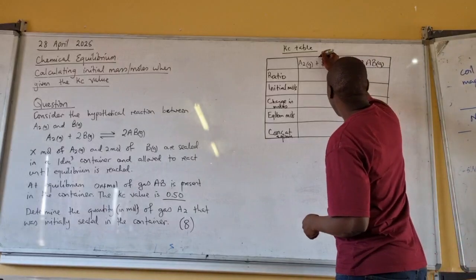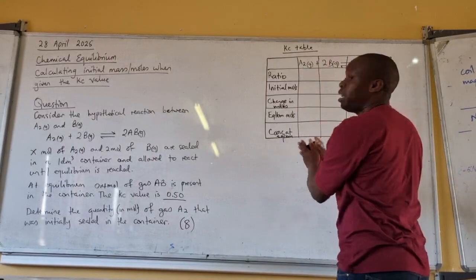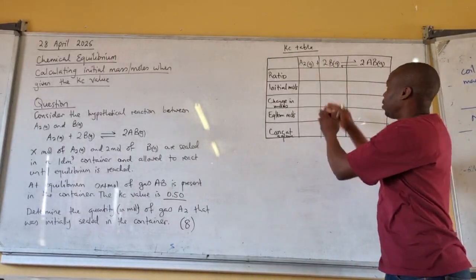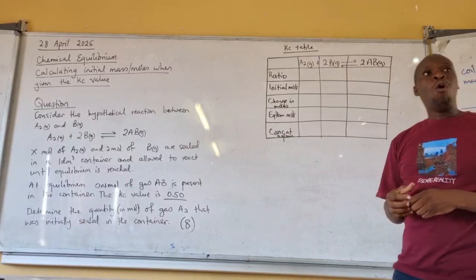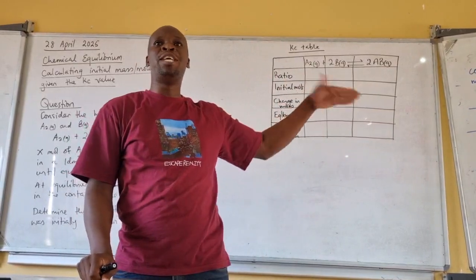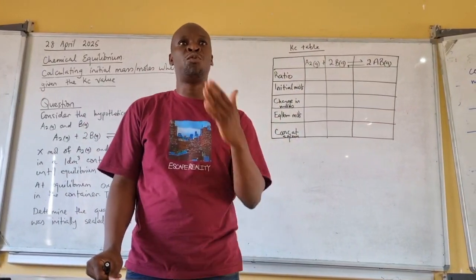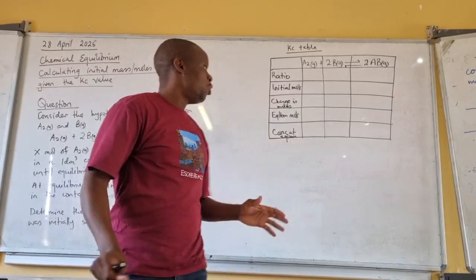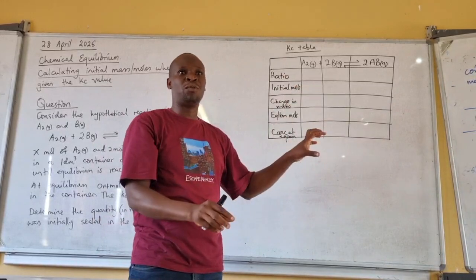It's fine. Here we are going to have another column here, because each and every substance must form a column. Completing, like I always say, completing the KC table is as good as completing a puzzle. You start with the obvious pieces of the puzzle.